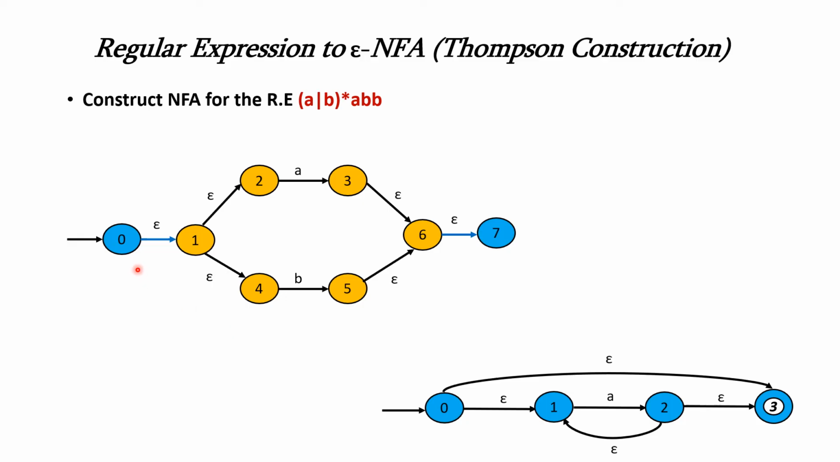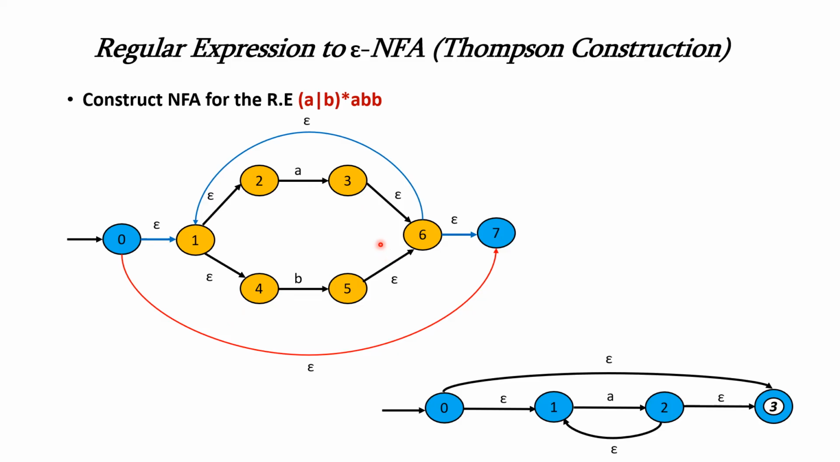So we have 0 and 7 with epsilon transitions. Next, to implement this, we have to connect the beginning state and ending state with an epsilon transition. So we connect 0 and 7 with an epsilon transition, and we connect 6 and 1 with an epsilon transition. So this is our (A or B) closure.